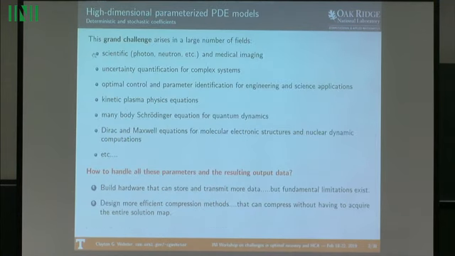Okay? And this is a challenge that shows up in a lot of problems, not just in UQ, but in a lot of different problems that my group at Oak Ridge works on. And I'll just mention a couple: scientific medical imaging, of course, uncertainty quantification, optimal control, parameter identification. One we spent a lot of time on is kinetic plasma equations, many-body Schrodinger equations, et cetera, et cetera. And so the question that we ask ourselves is, in the high-dimensional setting, how do we handle all these parameters and all the resulting data? So data here you can think of as the result of the simulation. It could also come from an experiment in the case of, say, medical imaging or scientific imaging.